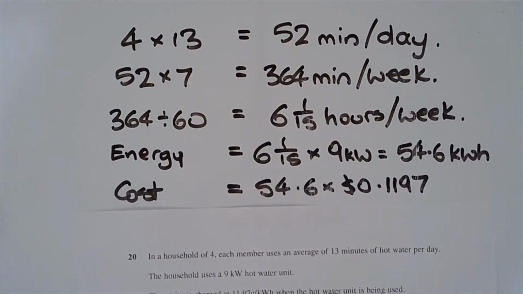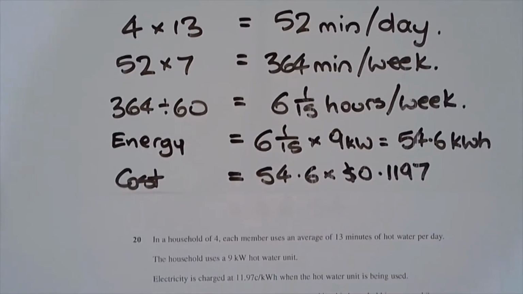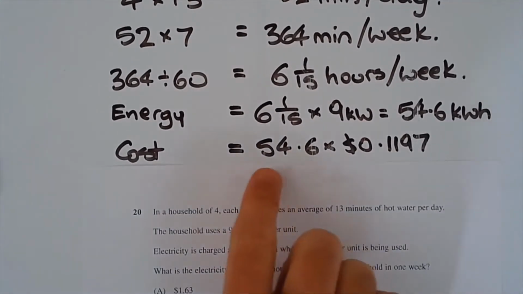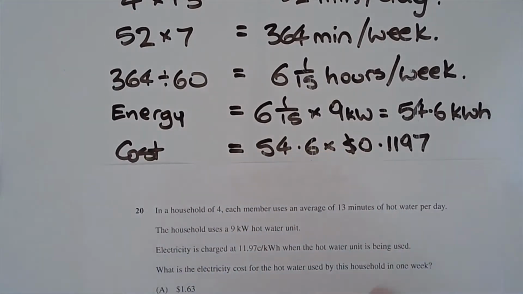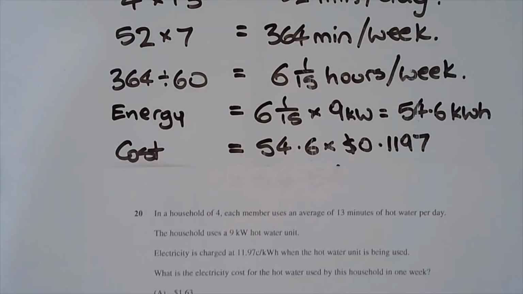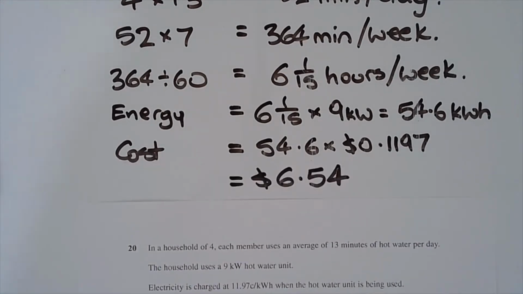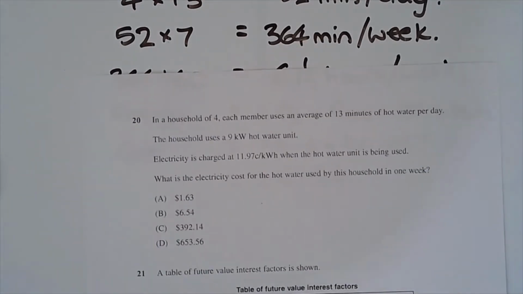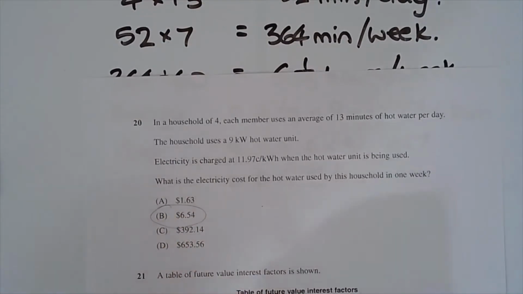The final thing we need to work out is the cost. So we take the energy used, so 54.6 kilowatt hours, multiplied by the cost of electricity in dollars per kilowatt hour. Notice that in the question, it's given in cents. So we need to convert that into dollars first. So that's 0.1197. Multiplying all that together, we get $6.54. So it's option B.